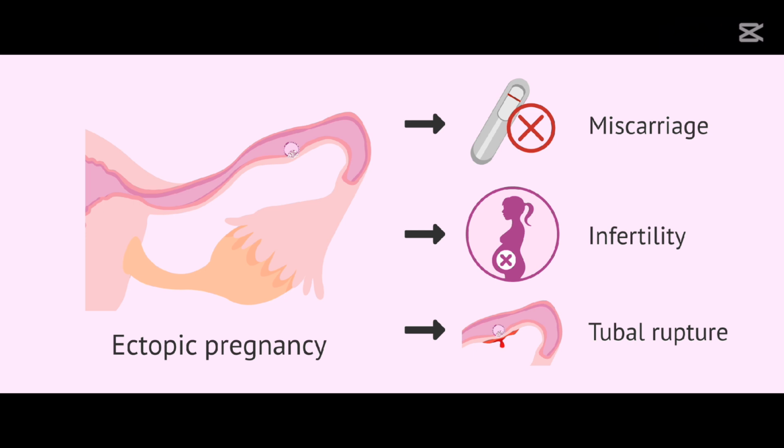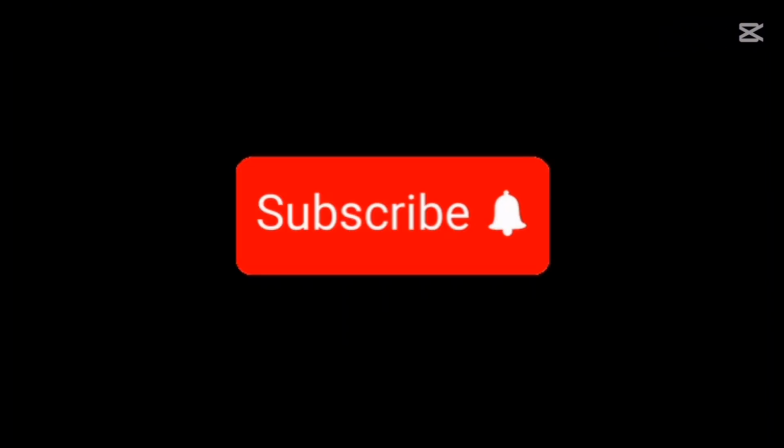So how can you prevent an ectopic pregnancy? So you have to treat sexually transmitted diseases early to prevent PID and tubal scarring. You also have to cease smoking to improve tubal function. You also have to visit your gynecologist for checkups, which will help in early detection of risk factors. So that was just a brief presentation on ectopic pregnancy.